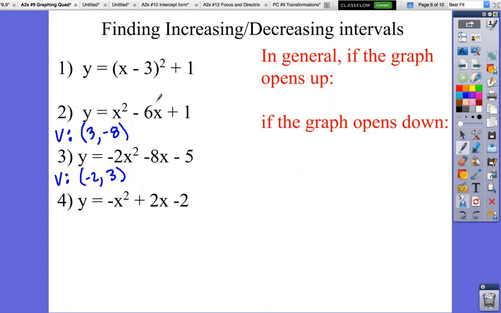So increasing or decreasing intervals. Everybody already told me that this one opens up because A is 1. So I know it's going to look like this. And this is your vertex, right? So I had this vertex right here.